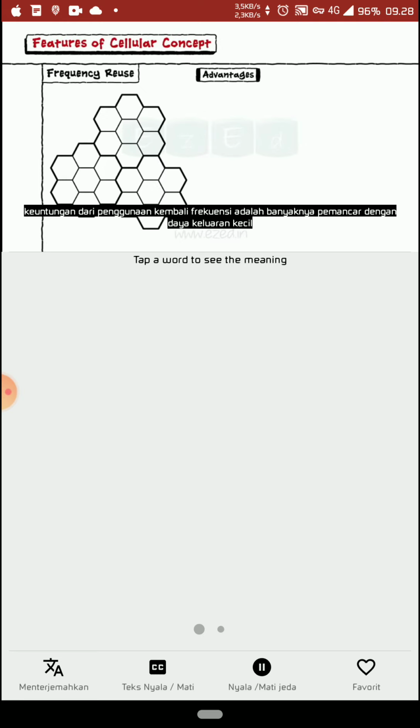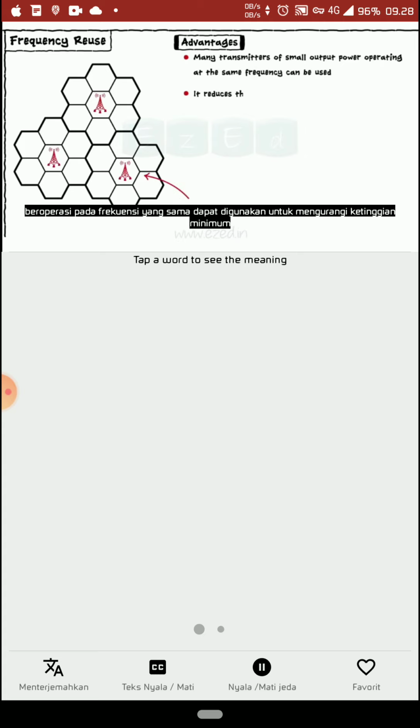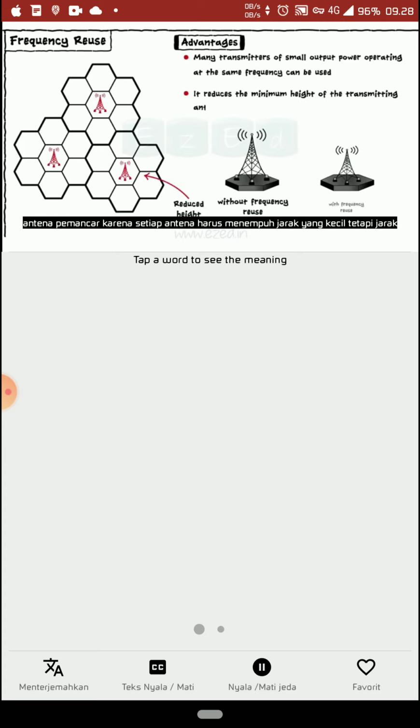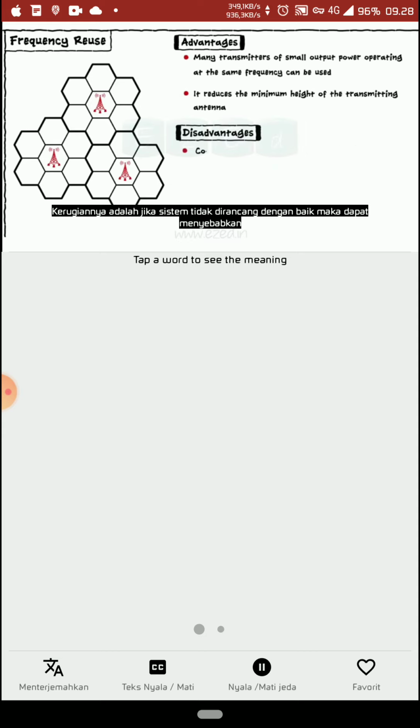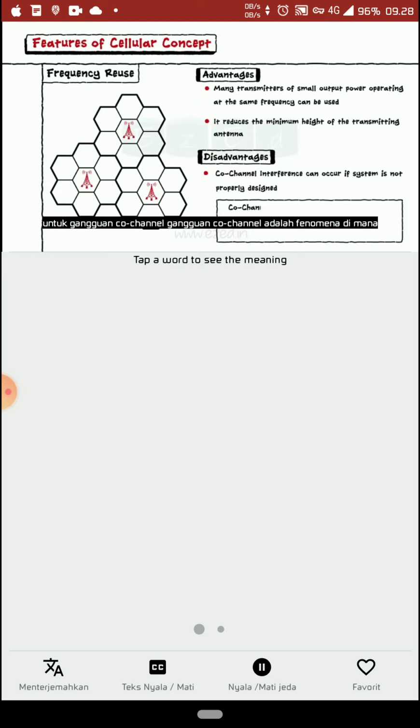The advantages of frequency reuse are that many transmitters of small output power operating at the same frequency can be used. It reduces the minimum height of the transmitting antenna, as each antenna has to cover a small distance. But the disadvantage is that if the system is not properly designed, then it may lead to co-channel interference. Co-channel interference is a phenomenon in which two frequency signals of adjacent channels interfere with each other.